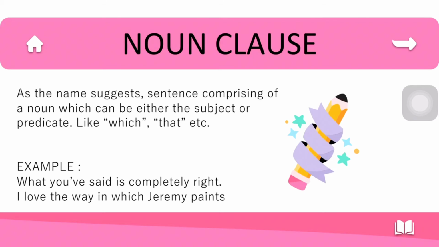The next is noun clause. Noun clause, as the name suggests, is a sentence comprising a noun which can be either the subject or predicate, like which, that, etc. For example, first, what you have said is completely right.